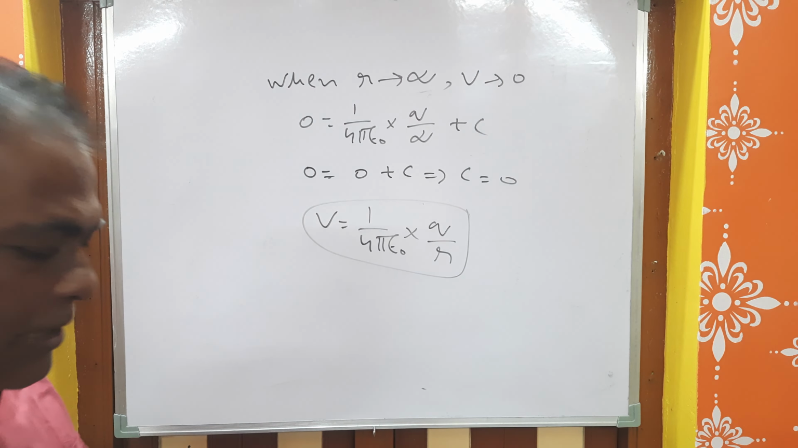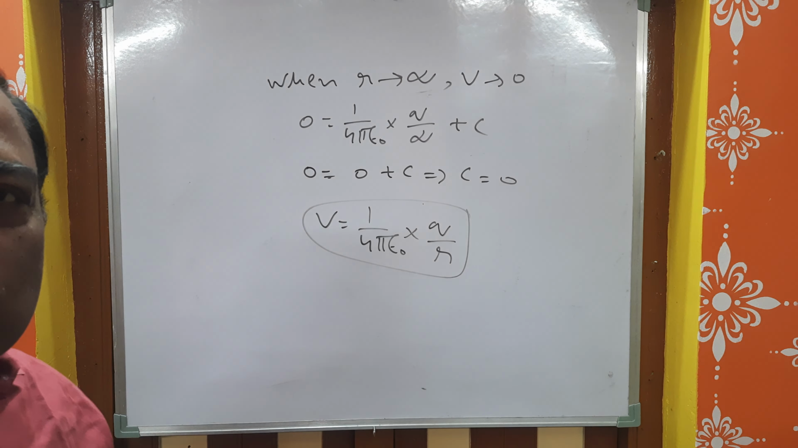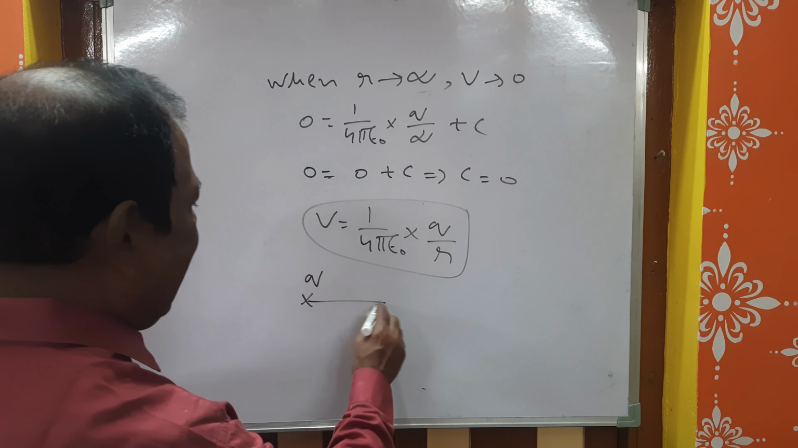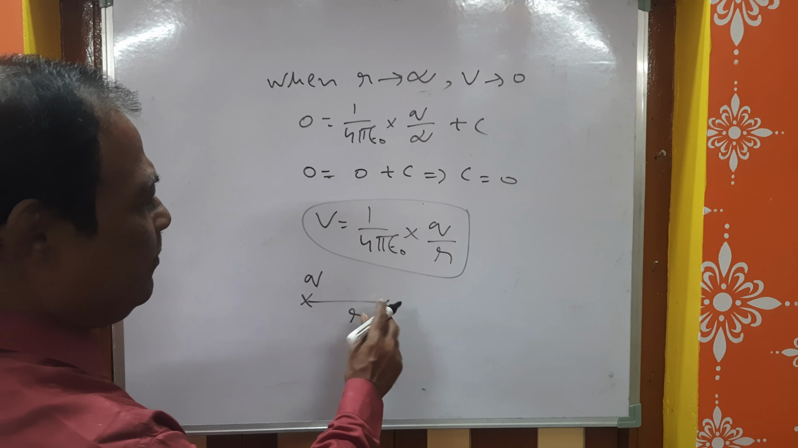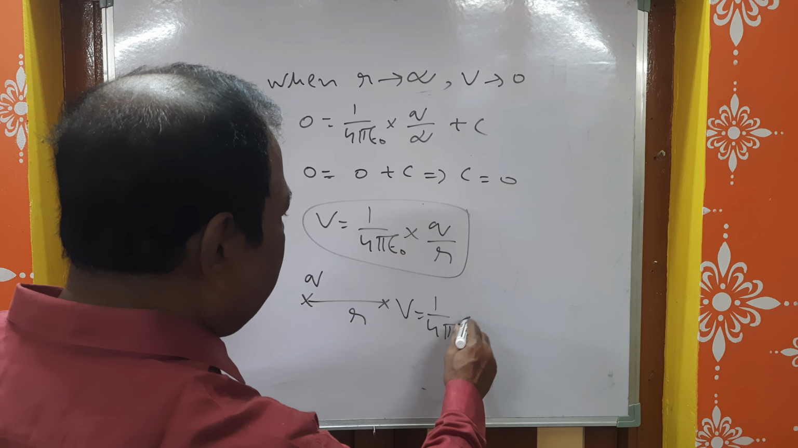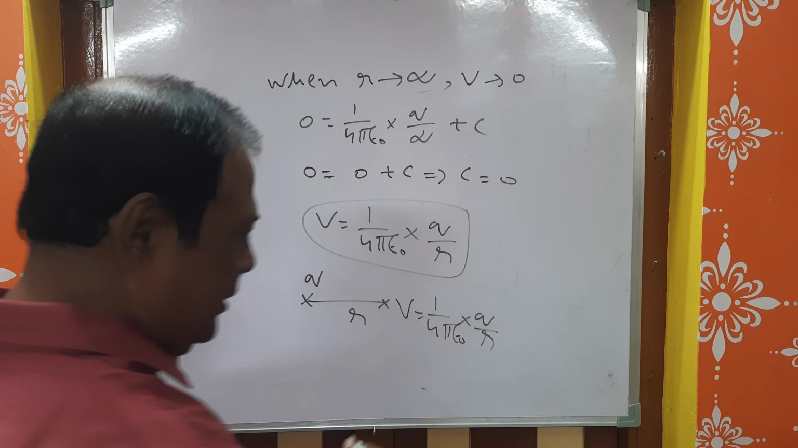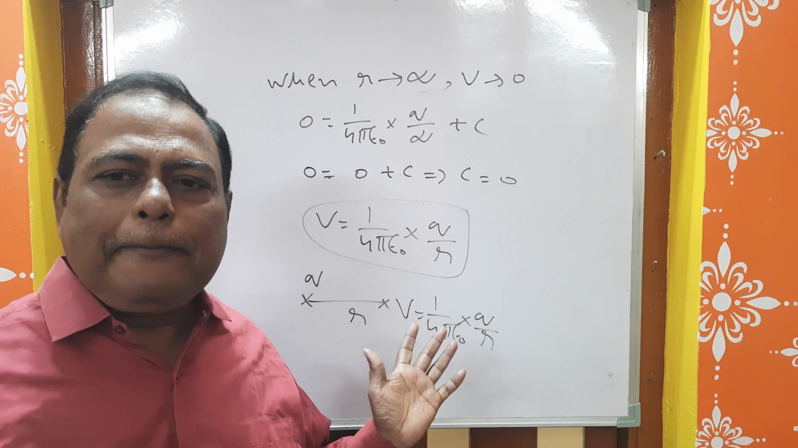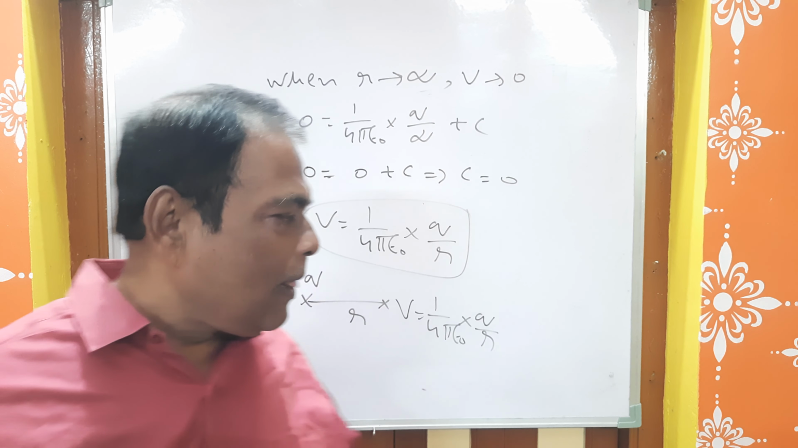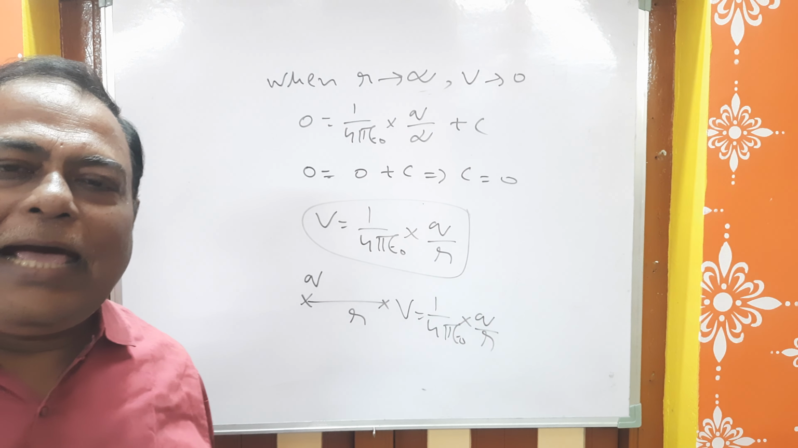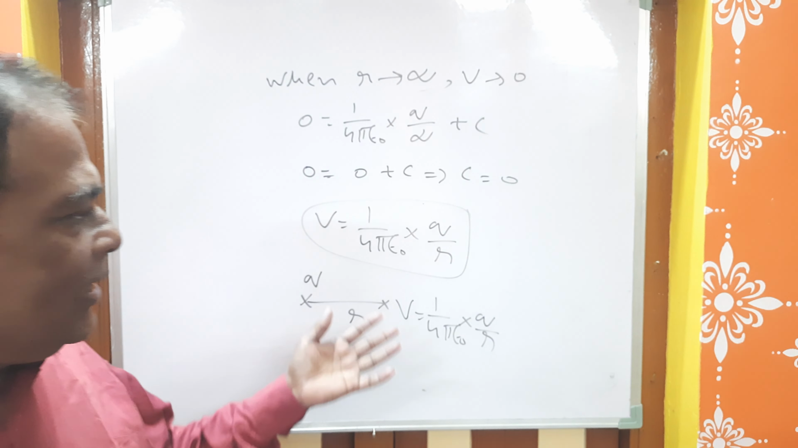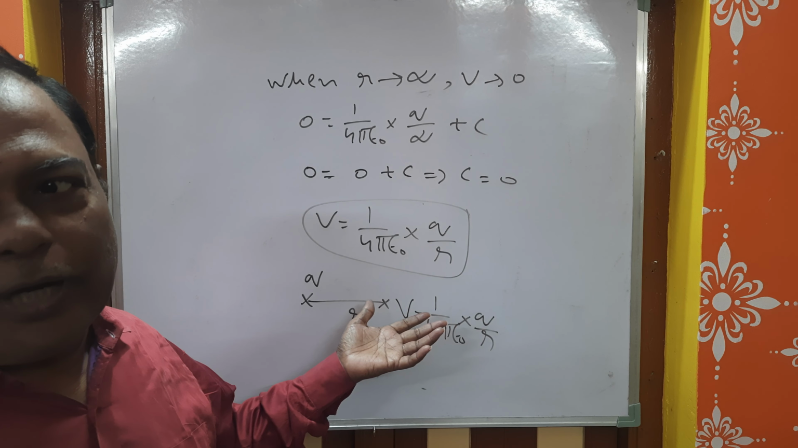I think students understand this, no problem. So what we have learned? We have learned that due to a charge Q at distance R, at this point P, the potential is 1 by 4 pi epsilon 0 into Q by R. I think it is clear to all of you? This formula is very important, and note one thing: intensity is a vector quantity and potential is a scalar quantity. This formula is very much important.